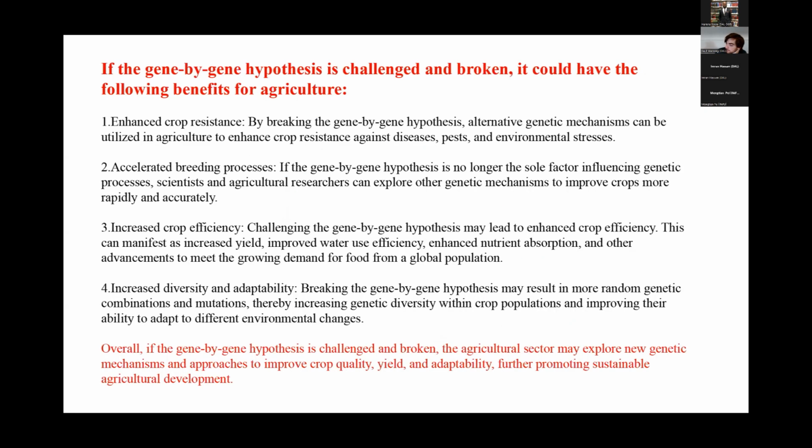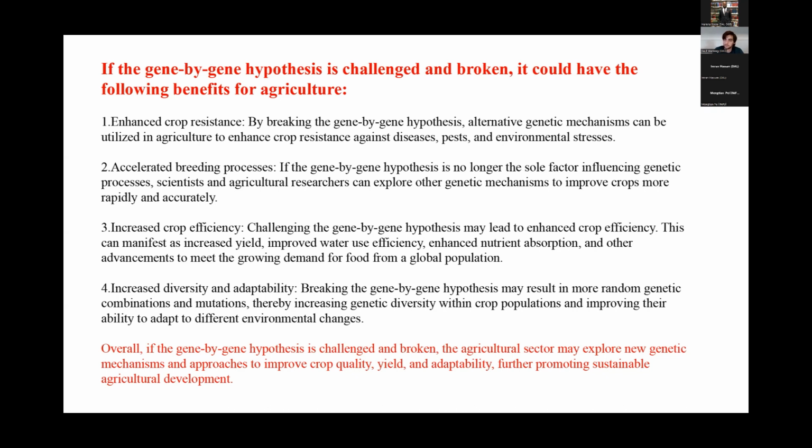If the gene-for-gene hypothesis is challenged and broken, it could have the following benefits for agriculture. The one, enhance the crop resistance by breaking the gene-for-gene hypothesis. Alternative genetic mechanisms can be utilized in agriculture to enhance crop resistance against diseases, pests, and environmental stresses.